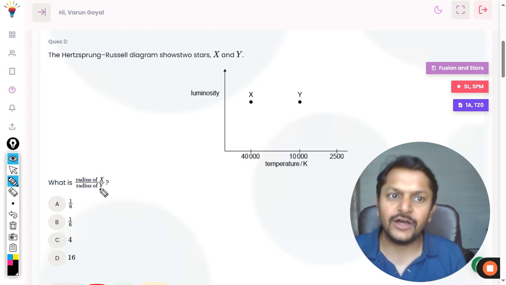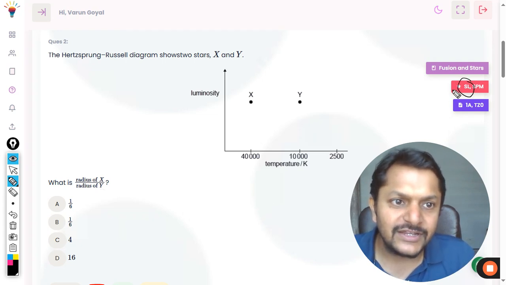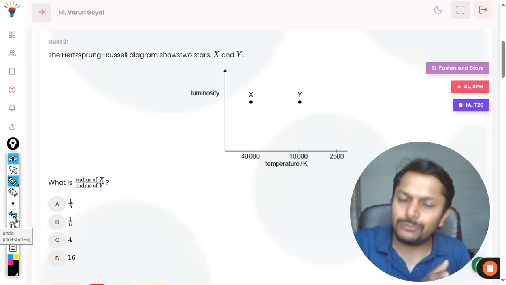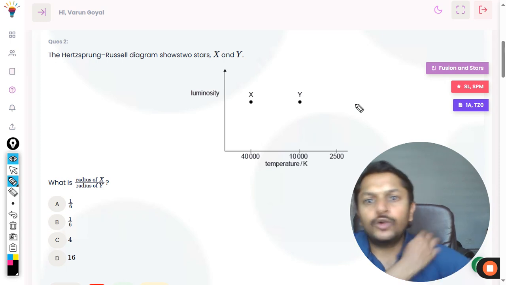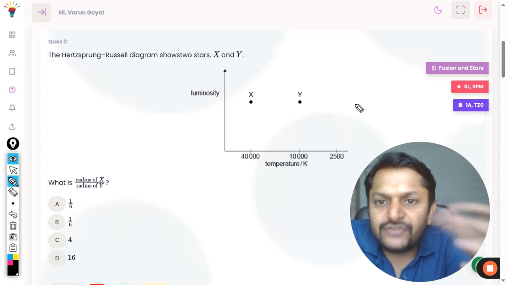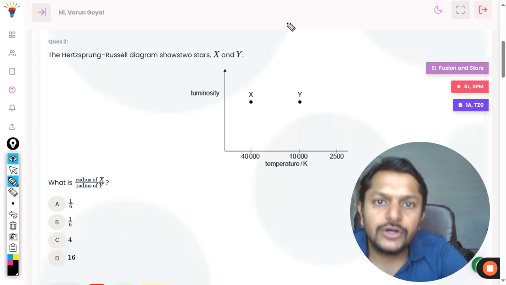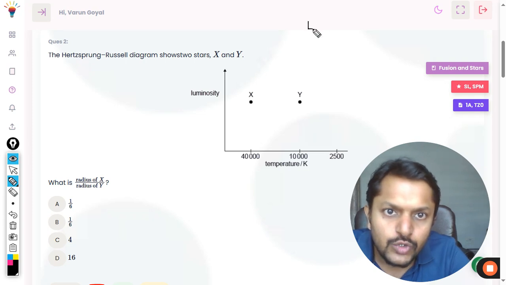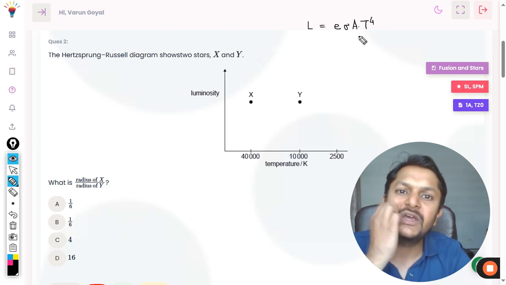So there is a little bit of mathematics that we need to incorporate here. As it is written, it is from the SL sample papers, so even for the SL students, this becomes important. As I told you, luminosity is essentially the power, and we would be using the Stefan-Boltzmann law. You can write the general formula as E sigma A T raised to power 4. This is what we are going to use.